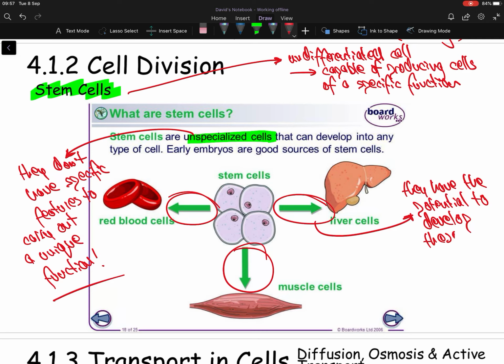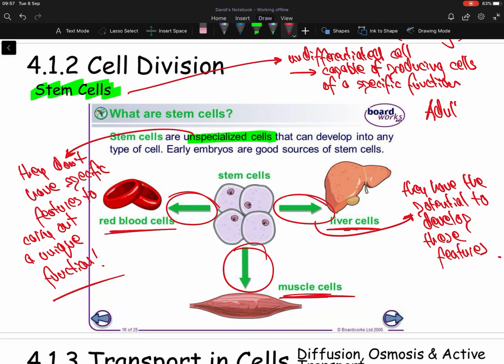So stem cells, if we take this example, they've got the capacity to turn into red blood cells to carry oxygen. They've got the capacity to turn into muscle cells to be able to help us move. They've got the capacity to turn into liver cells to help us process food as part of digestion. Okay, and so you can get them from one of two places.